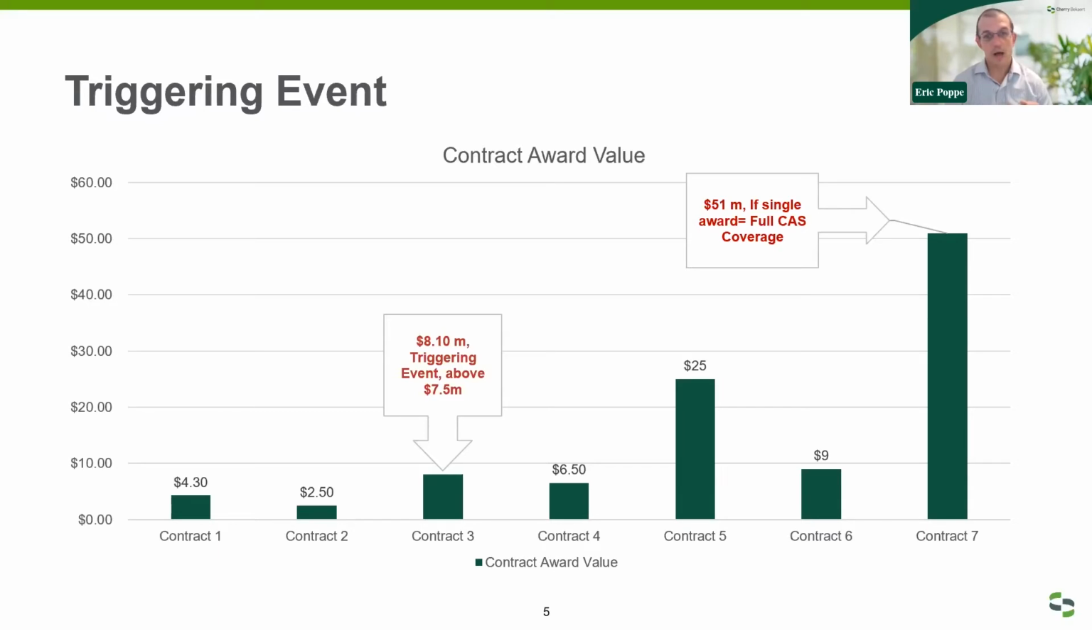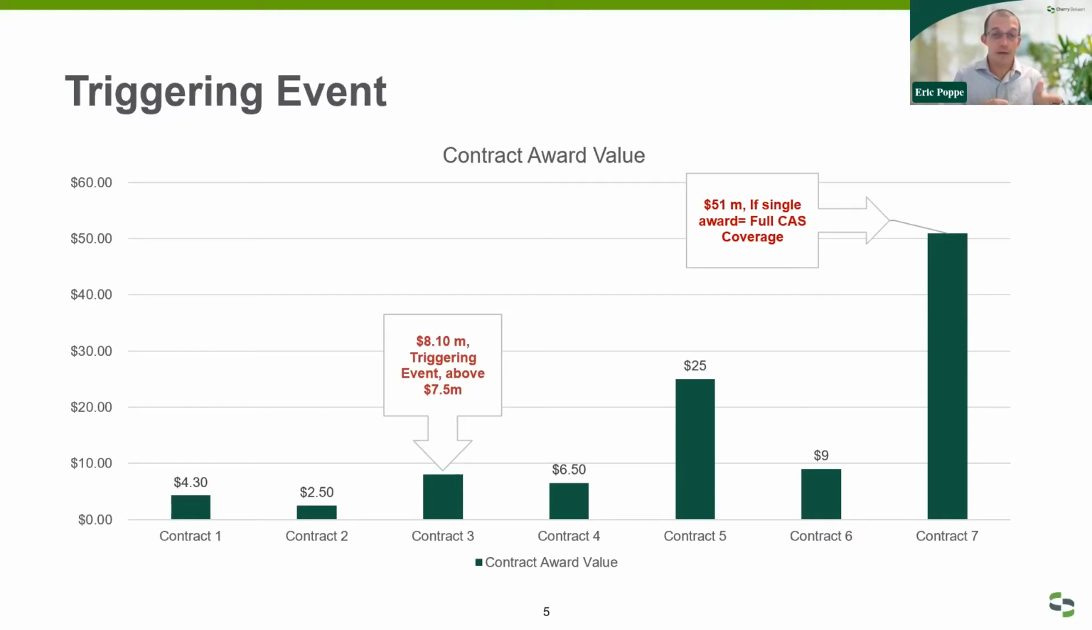Another way to become CAS covered is to have a triggering event, which this chart helps outline, which is you have a single award above 7.5 million that does not hit one of the exemptions. And after 7.5 million, you are considered modified CAS covered. So CAS 401, 402, 405, and 406 would apply to you as a contractor, which, if you're doing any cost plus work and you're not CAS covered, you're probably already meeting a lot of those requirements, which we'll get into a little bit later.